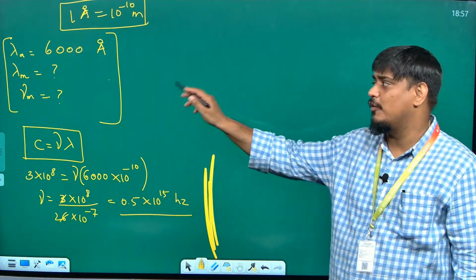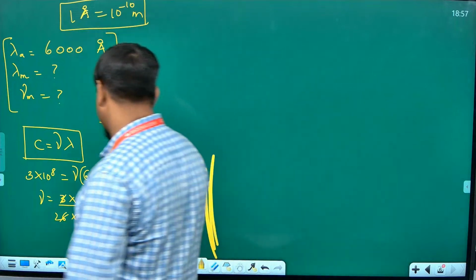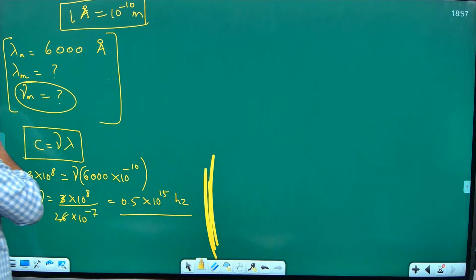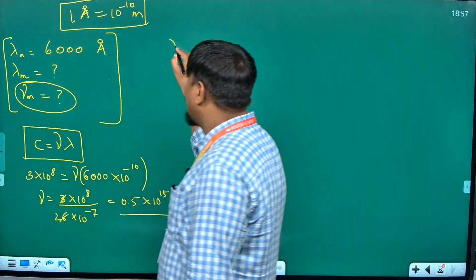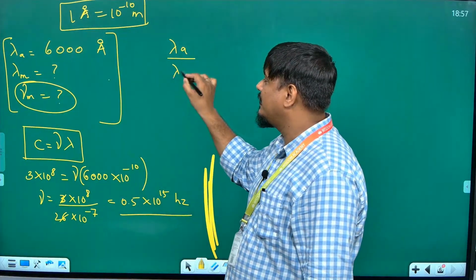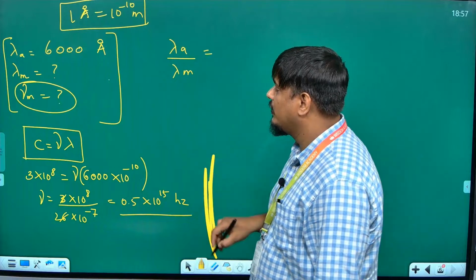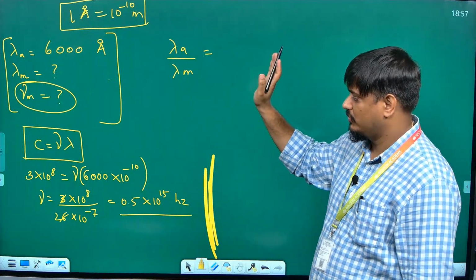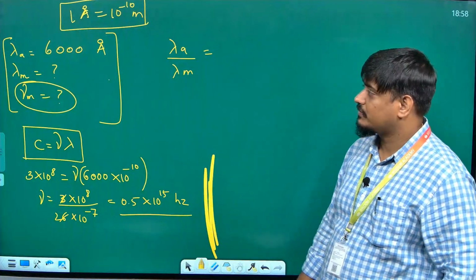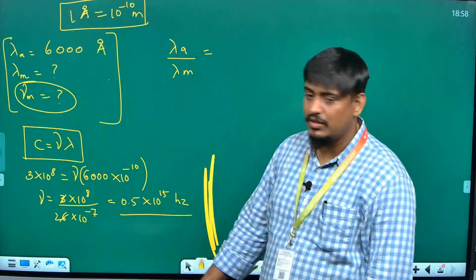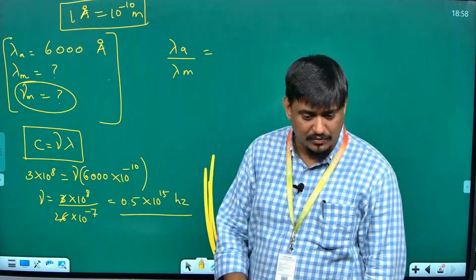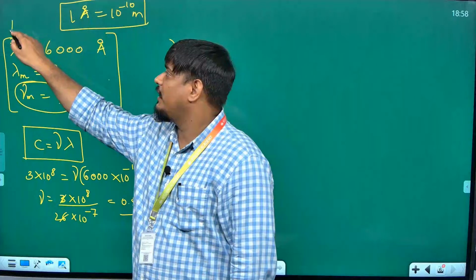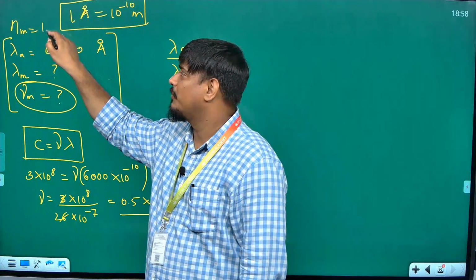Now we want to find the value of lambda. How will you find lambda in that medium? You have the formula: lambda in air by lambda in the medium is equal to the refractive index. Is it given? How much is it given? N is given as 1.5 in the question itself. That is glass only, no? So N of the medium is given as 1.5.